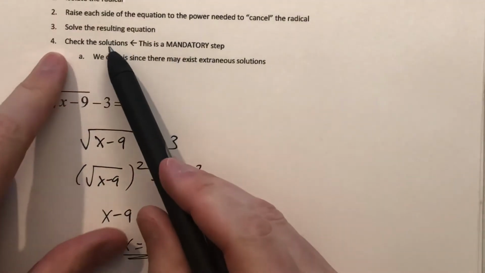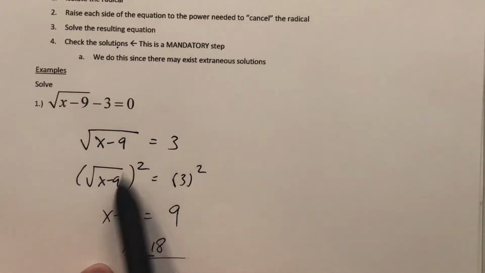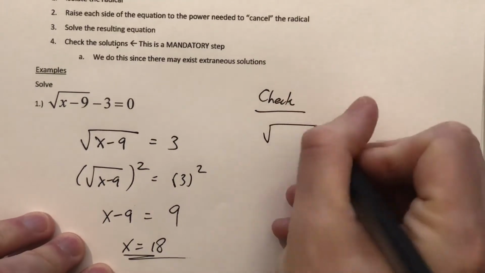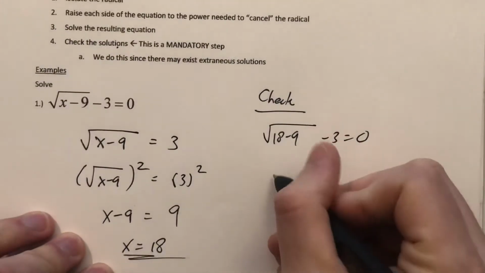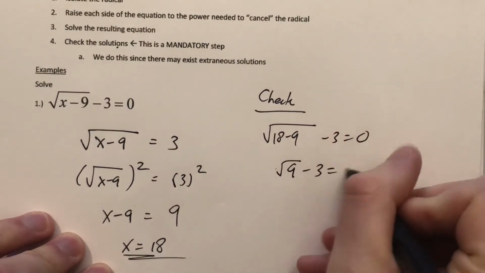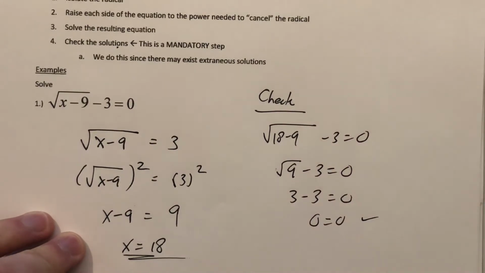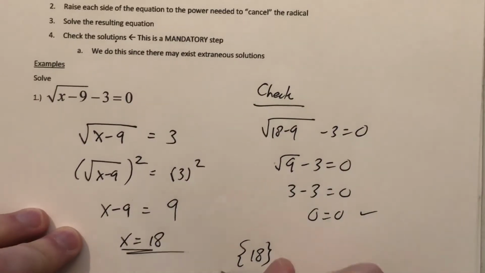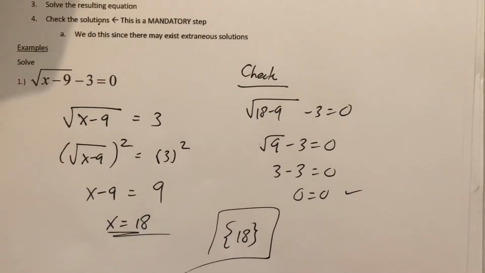But now you must check the solution. You have to take this value, go back to the original equation before you did anything, and check it. So that's going to be square root of 9. So that'll be 3 minus 3 equals 0. So that does check out. So 18 would be the solution. So in that case, we did not end up with any extraneous solutions.